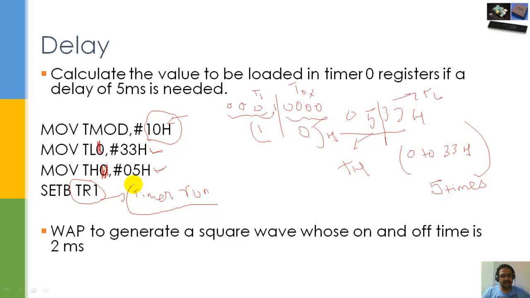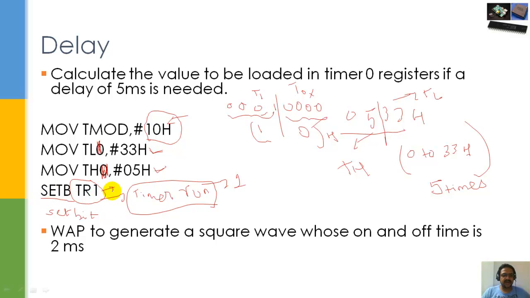Timer run. Okay, so unless this is set to 1, the timer will not initialize. So I have to use the command SETB. What does SETB indicate? Set bit, because this is a bit operation. TR1 is a bit, not a byte. So set bit, SETB TR1.